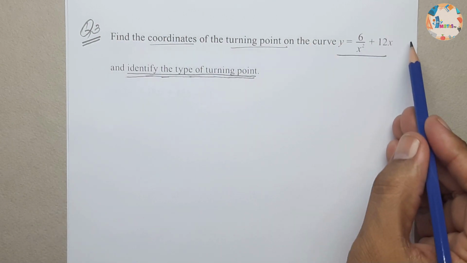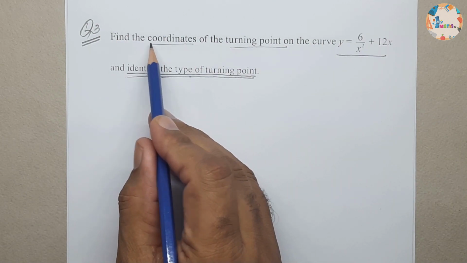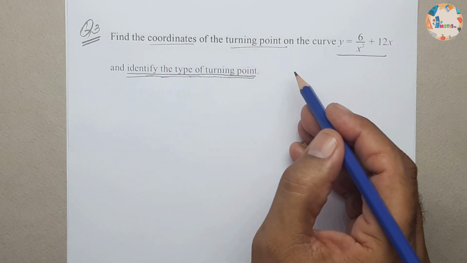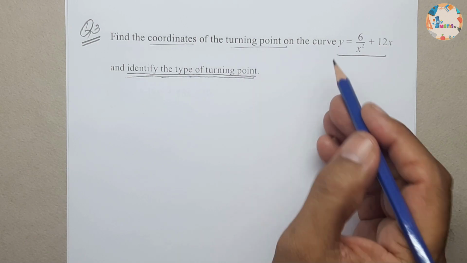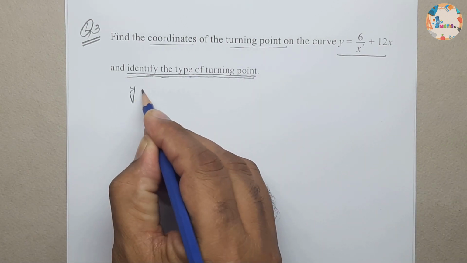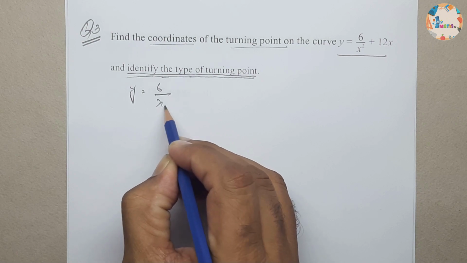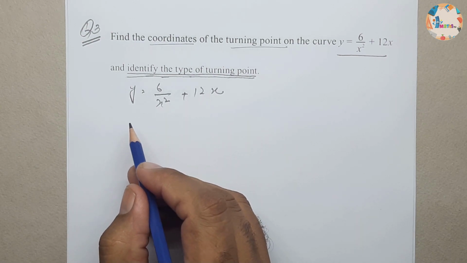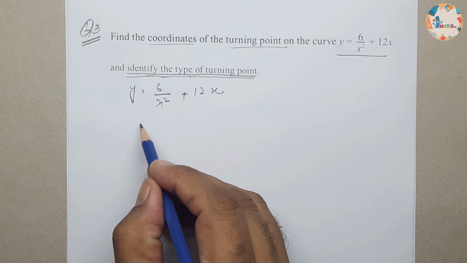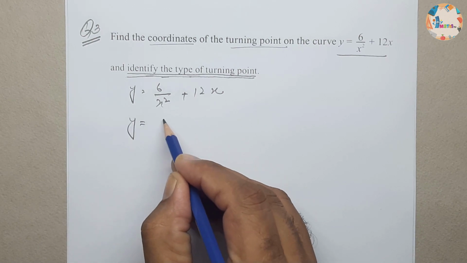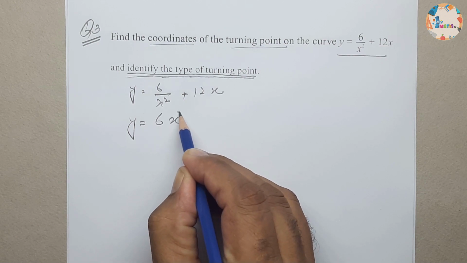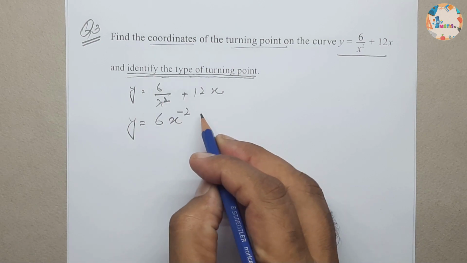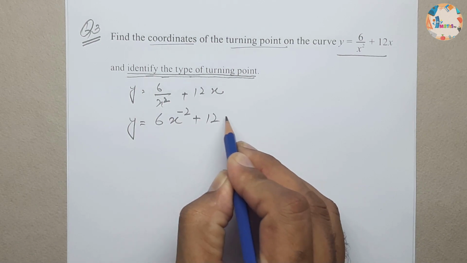So first we will deal with this first section. We have done previously questions 1 and 2, in which we know how to find the turning points. We will be taking the equation which is y is equal to 6 over x squared plus 12x. So this is our equation. We will be just changing the shape of this equation. y is equal to 6x raised to the minus 2, so we have changed the denominator into the numerator, and then plus 12x.